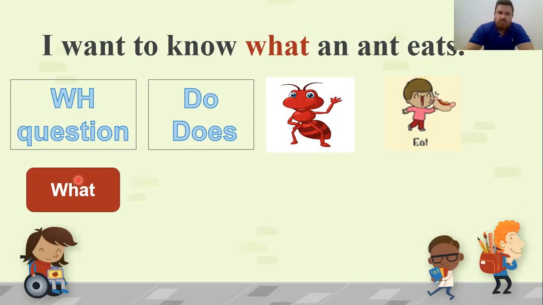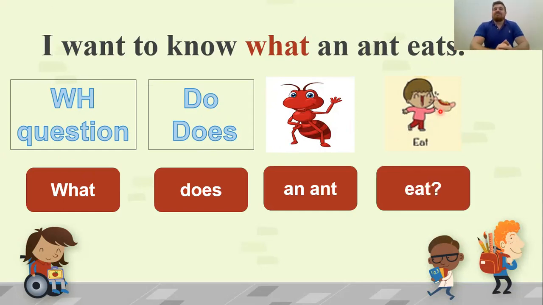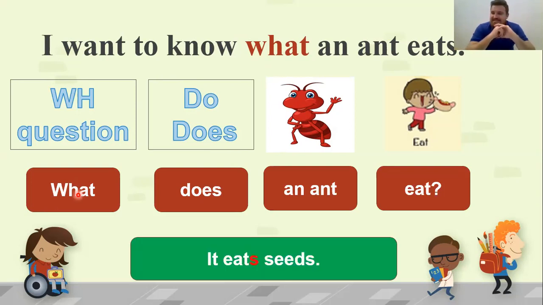Of course, what? Now, I only see one ant, so do I say do or does? Only one, so I say does. And then what do I see here? An ant, and I finish with my verb. What does an ant eat? And now we have made a question with a WH word. Okay, so not very difficult, hey? So what does an ant eat? We should know it eats seeds.